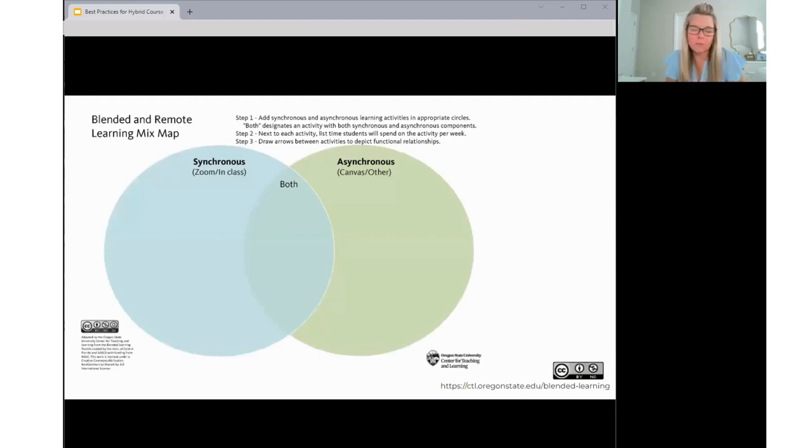So from Oregon State University, they have a wonderful repository of some open source resources. It's open source by Creative Commons. I have their logo there and their website. So if you're interested in looking more at their resources, and then if you have questions about those, you can certainly reach out to me. So one of their recommendations is that you create a blended and remote learning mix map. So this could be a hybrid mix map. So I'll let you take a look at that here real quick.